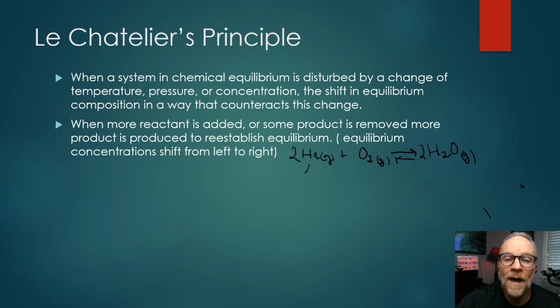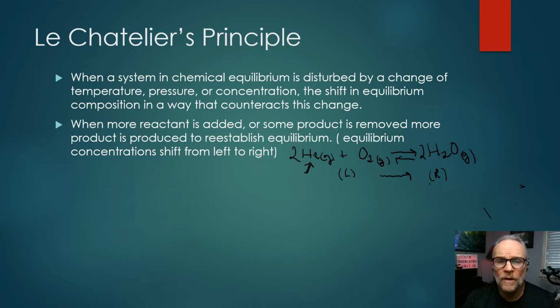So we're going to add more hydrogen. We're going to add some hydrogen gas to the system. The reaction will shift from the left to the right. So here's the left part of our reaction, and here's the right part. It's going to shift in this direction to produce more water, so that the ratio of water to hydrogen and oxygen maintains the same ratio. And then it says, or some product is removed.